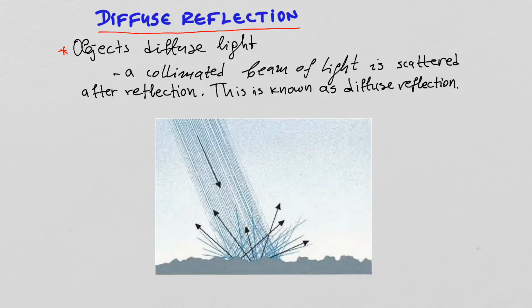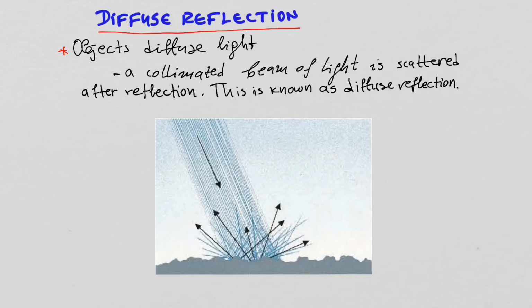Here is an example of such a collimated beam, which consists of many parallel light rays. Here is one indicated with an arrow. The surface of the object from which this light beam is going to reflect is not perfectly smooth. And so when the individual light rays hit the surface, each of them is going to reflect in a random direction, and as a result, the reflected light will not be collimated. It will not consist of light rays that are parallel to each other.